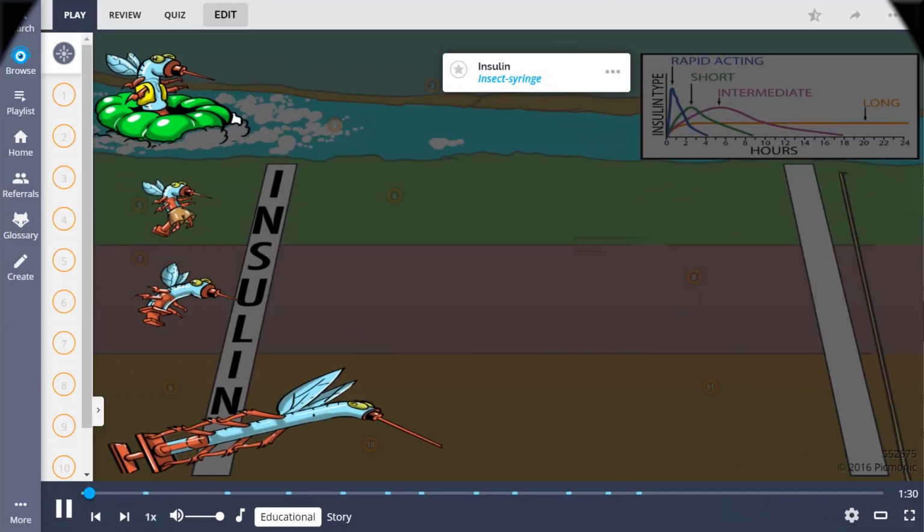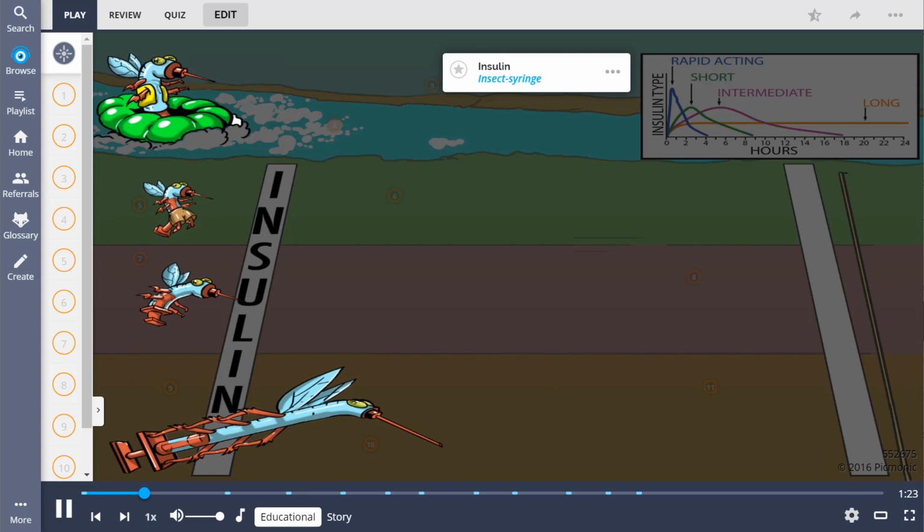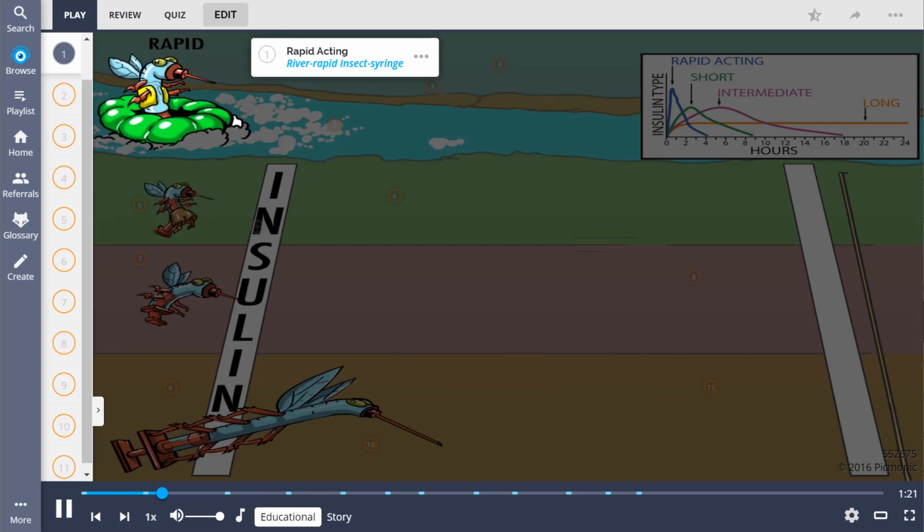Remember the different insulin types by the various insect syringes competing in a race through the air, on the ground, and in the water. Remember rapid-acting insulin by the River Rapids insect syringe. He wants his team to win, so he convinces them to perform faster by throwing insect syringes at them.